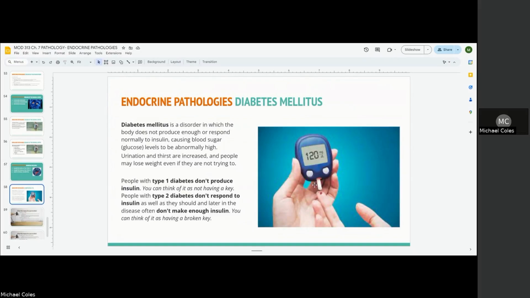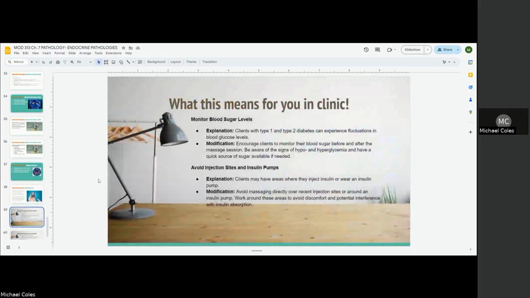And you have to check your blood sugar. If it's too high, there's a problem. If it's too low, there's a problem. So our blood sugar, like everything else in our body, has to be regulated. So in clinic, when you have somebody with diabetes, both type 1 and type 2, like I said, the glucose levels fluctuate.